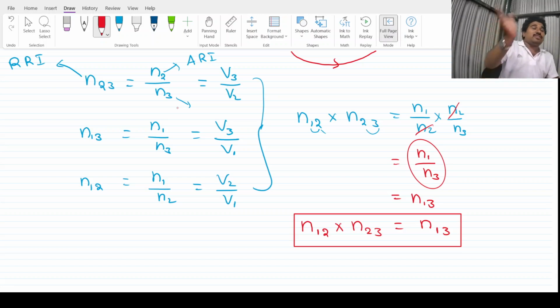So if they give 1 with respect to 2, and 2 with respect to 3, and ask for the relation of 1 with respect to 3, this formula will help you do that. Is that clear for everybody? N13 is nothing but N12 into N23.